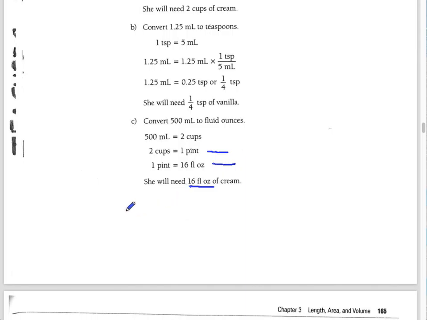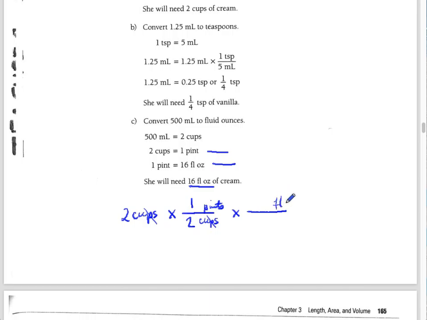If you're using the ratios, you would start with the 2 cups that you calculated in part A and multiply it by the ratio. Here we have 2 cups to 1 pint. Now, we need to put cups on the bottom and pints on top so that the cups cancel: 1 pint to 2 cups. These cups will cancel, giving us our units in pints, but that's not the end of the story. We need to convert pints into fluid ounces. 1 pint is 16 fluid ounces.